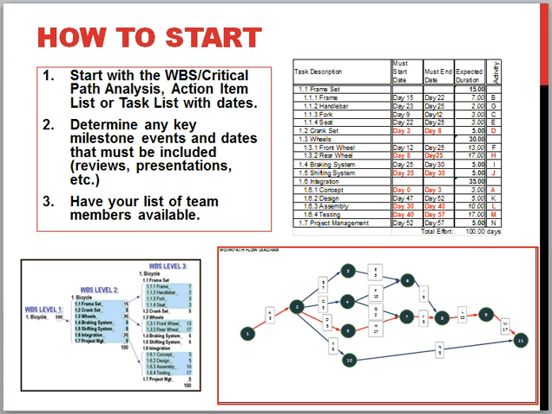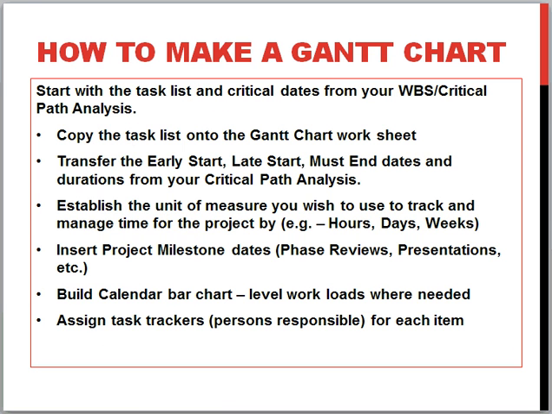To get started, we'll start with a task list and dates that would come out of a critical path analysis, work breakdown structure, and use those then to build our Gantt chart. So to make a Gantt chart, what we would do then is take the worksheet either in the Demandver toolbox, or you can create one on your own, which you'll see here in this example that we have. Copy the task list onto a Gantt chart worksheet.